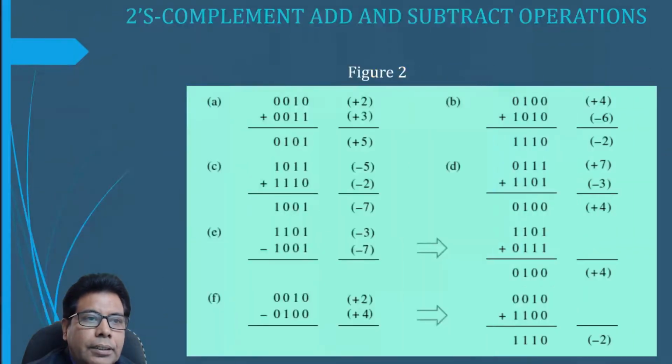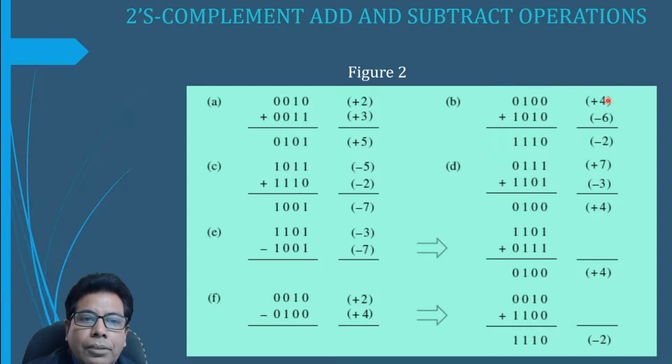Then let us come to some more examples on addition and subtraction using the 2's complement. So here we take a simple example first, say plus 2 plus 3. So this is representing plus 2, this is representing plus 3. So 0 plus 1, 1, 1 plus 1, 0, carry 1. So that is coming here. So we get 5, 0, 1, 0, 1.